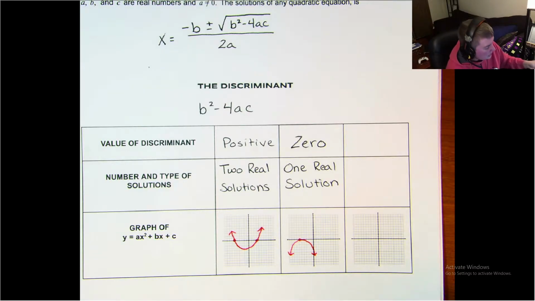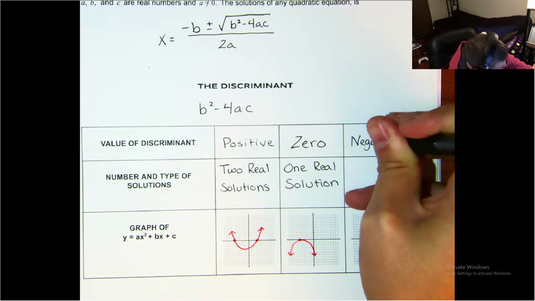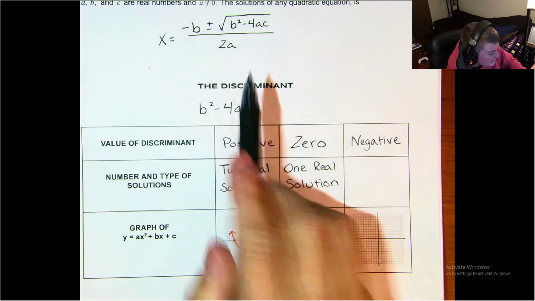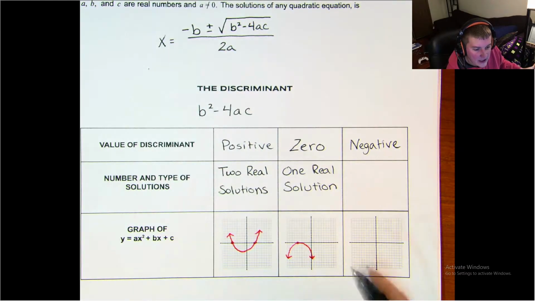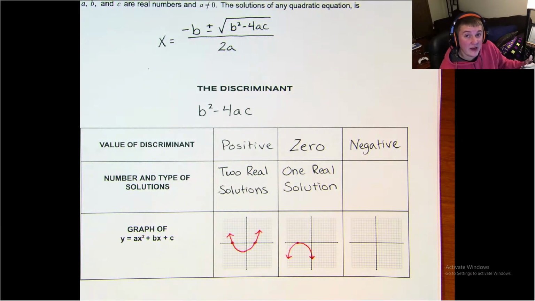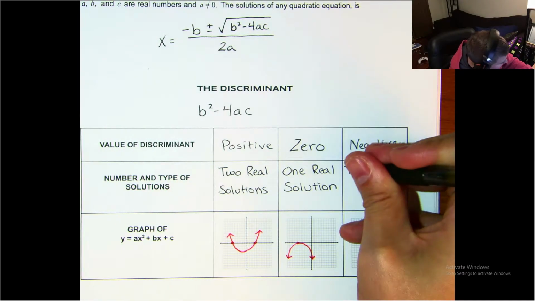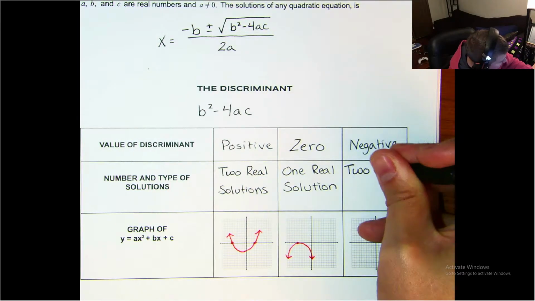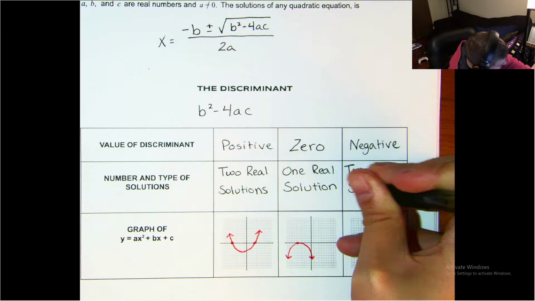Okay, there are times where you're going to get a negative discriminant, so this inside part ends up being negative. When you're square rooting a negative, you're going to get a complex number such as i, and that is when your solutions are complex. And when they're complex, you're going to get 2 complex solutions.